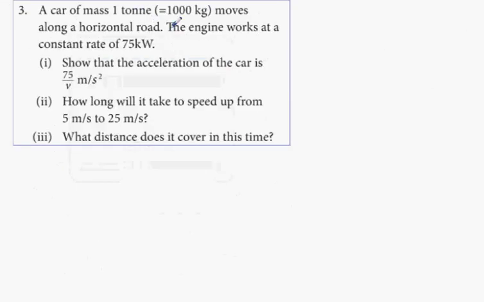Now, a car of mass 1 ton moves along a horizontal road. The engine works at a constant rate of 75 kilowatts. Now, that is P is going to be equal to FV. It's not equal to 75, it's equal to 75,000. They try and get you with the K. They didn't specify K as a constant anywhere in the question, so it has to be kilowatts as opposed to a constant watts.